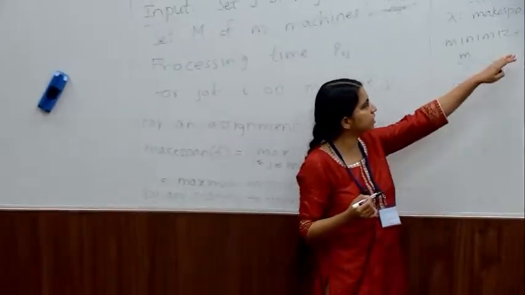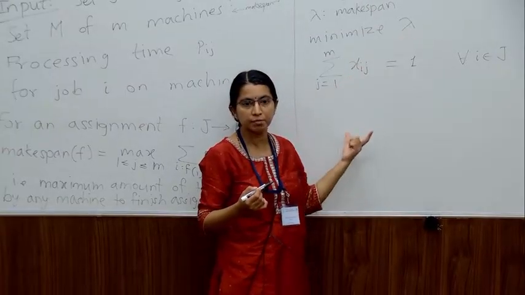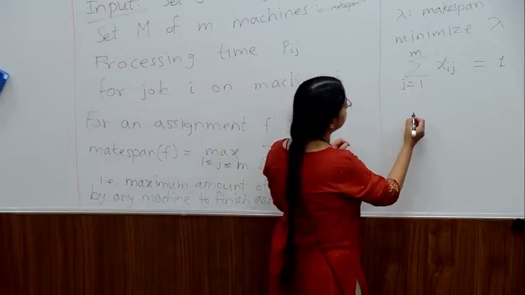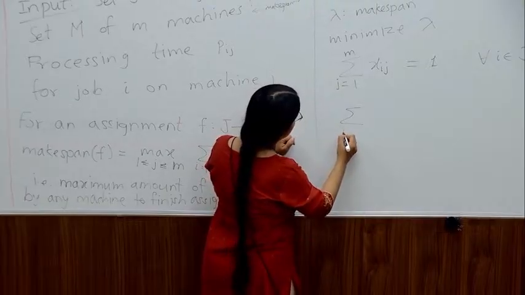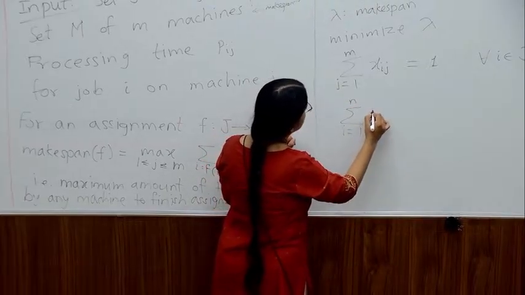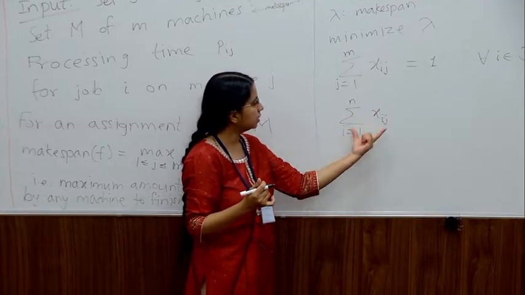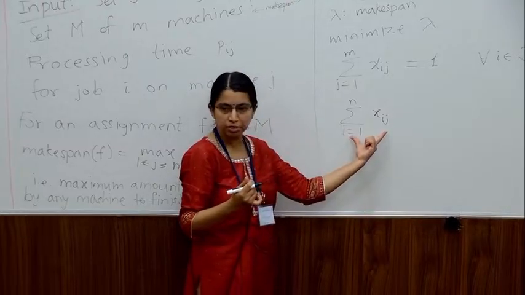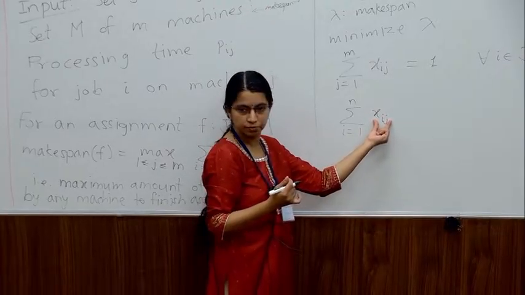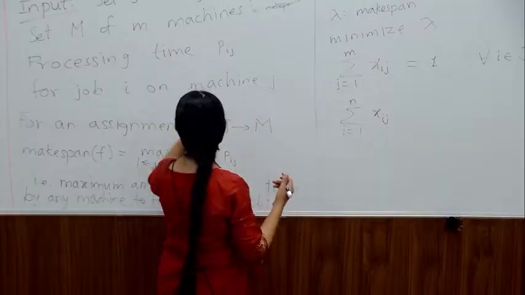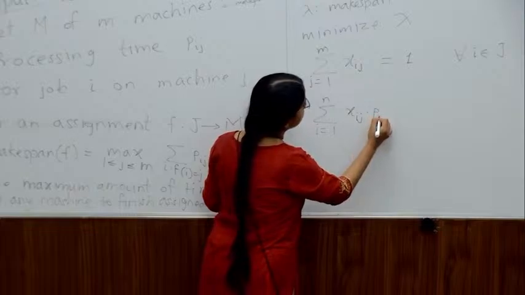Since lambda is the makespan, every machine should finish its assigned jobs within lambda, then only it will be a valid makespan. So we will have a constraint for that. Sum over i equal to 1 to n of xij. Now when we are summing over i to n for a particular j, this will refer to jobs which are assigned to a particular machine j, but then this xij will be only a 0, 1 value. But if job i is assigned to machine j, there is going to be a pij amount of time taken for that. So we have to multiply with pij.